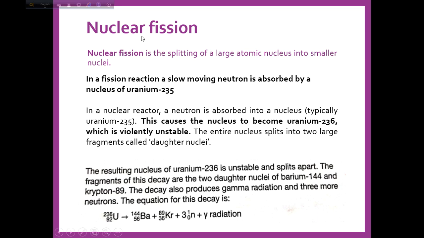So in a nuclear fission reaction, a slow-moving neutron is absorbed by the nucleus of uranium-235, and in the nuclear reactor, a neutron is absorbed into a nucleus. This causes the nucleus to become uranium-236, which is violently unstable, and the entire nucleus splits into 2 large fragments called daughter nuclei. The resulting nucleus of uranium-236 is unstable and splits apart, and the fragments of this decay are 2 daughter nuclei, barium-144 and krypton-89. The decay also produces gamma radiation and 3 more neutrons. So the equation can be used as it is over here.